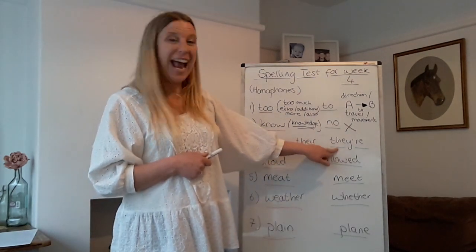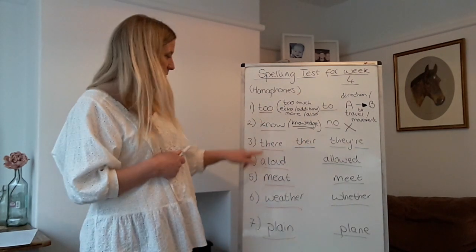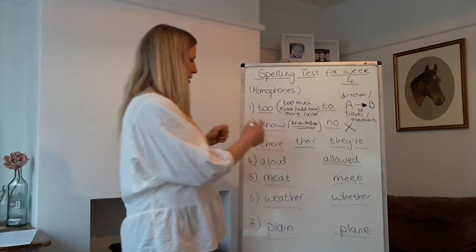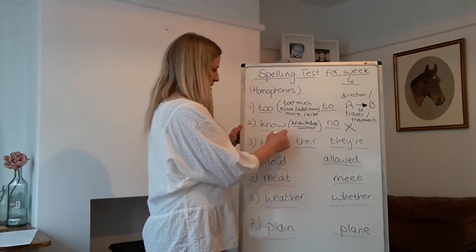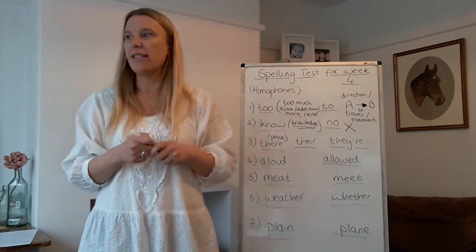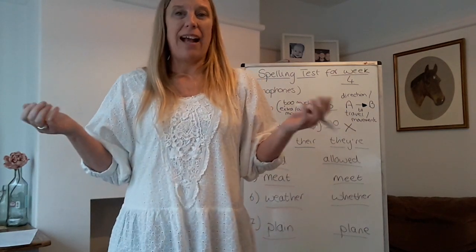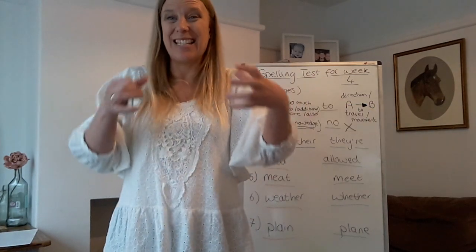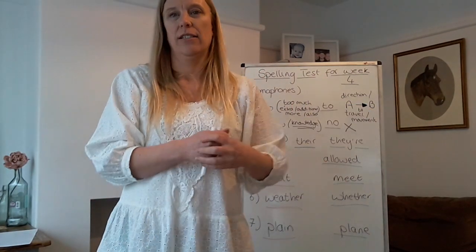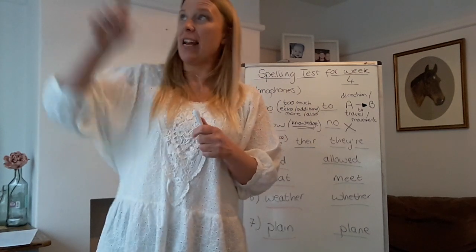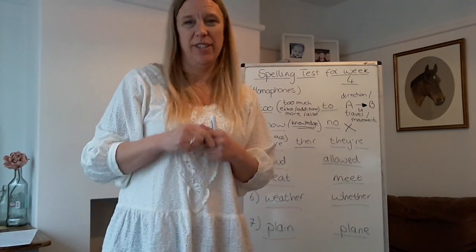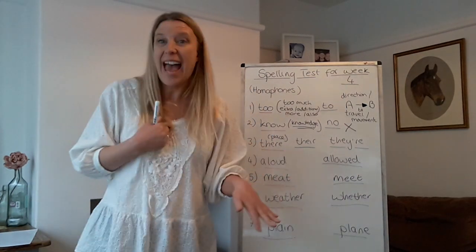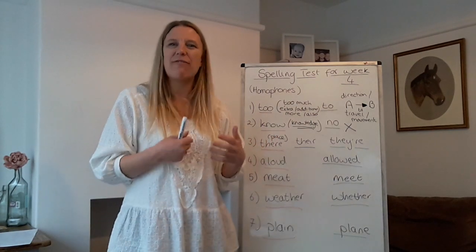There, and their. There, over there. This is place, okay? Where's my bag? It's over there. It's to do with where something is. Where do you live? I live there. So it's to do with place, the position of something, where it is. There, same sound, different spelling, different meaning.